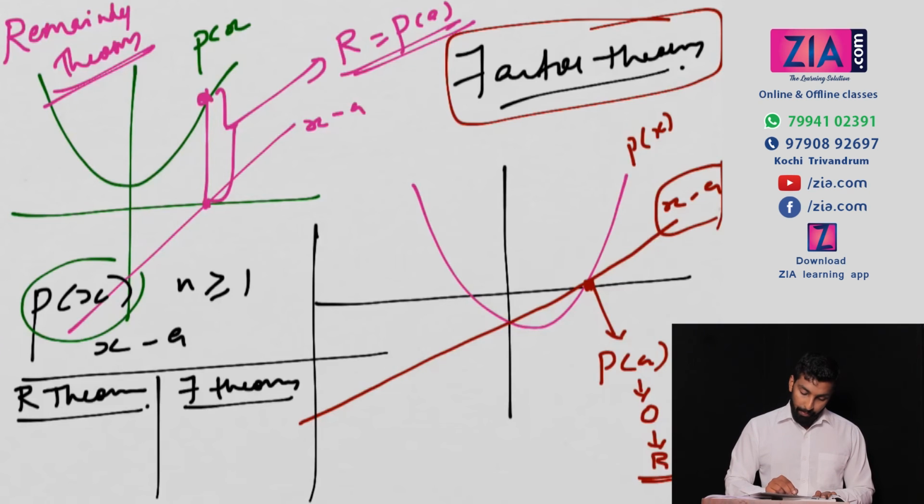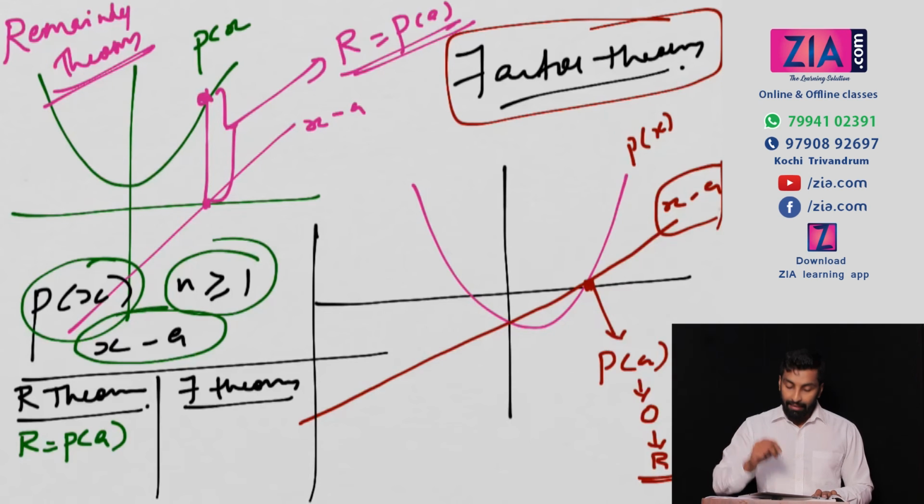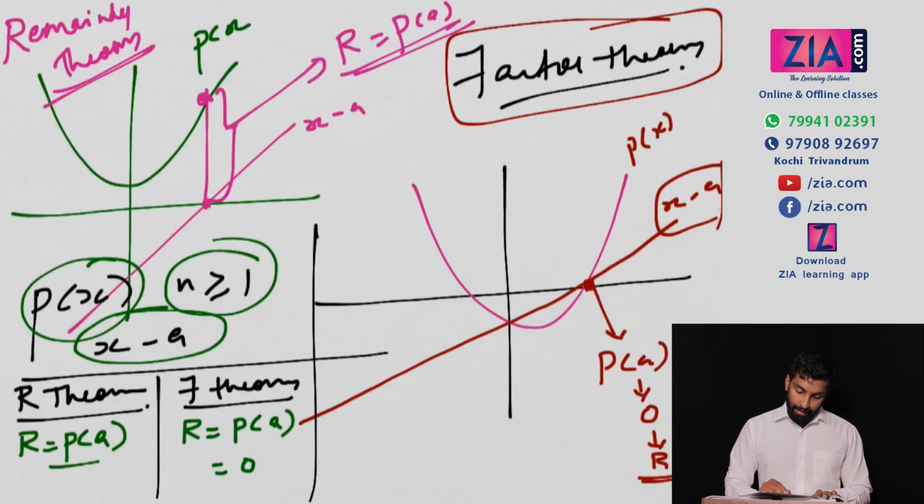So you have a polynomial P of x, degree n greater than or equal to 1. You are dividing with a linear divisor x minus a. What will be your remainder? The remainder will be P of a. In the factor theorem, what will the remainder be? The remainder is equal to P of a, which is equal to 0. So here you get a remainder, here you get a remainder of 0. When the remainder is 0, I call this x minus a a factor of P of x. So I hope you understood the factor theorem and remainder theorem completely.